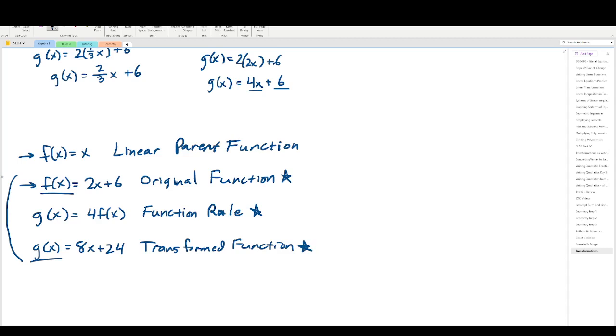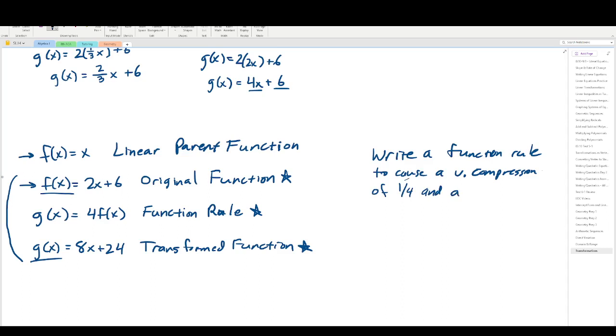The reason that's important is on a quiz or a test, it might say, write a function rule to cause a vertical compression of 1/4 and a shift or translation, interchangeable, left 5. So the function rule to do that would be 1/4 f of x plus 5. The 1/4 out here is the vertical compression, and the x plus 5 here is the shift left by 5.